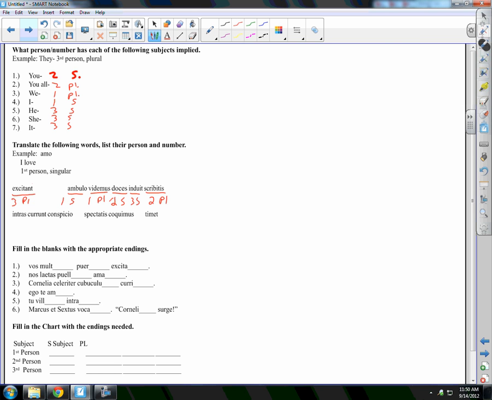I get those answers by looking at the NT, the O, the MUS, the S, the T, and the TIS on those words. Looking at the next one, I have intras. So second person singular, you enter. Currunt, third person plural, they run. Conspicio, I see. That's first person singular. Spectatis, TIS, second person plural. You all watch. Coquimus, in US means we, first person plural, we cook. Timet, third person and singular. So he, she, or it fears.